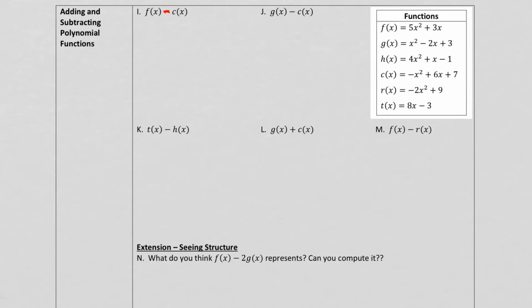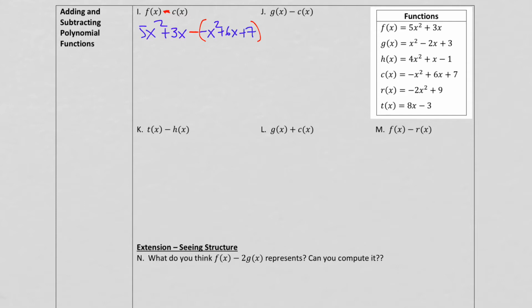I can only subtract like terms. The exponents won't change. So I'm going to subtract here f of x. f of x, in this case, is this stuff: 5x squared plus 3x. I'm going to subtract that from c of x. Now c of x in this case is these three terms: minus x squared plus 6x plus 7.